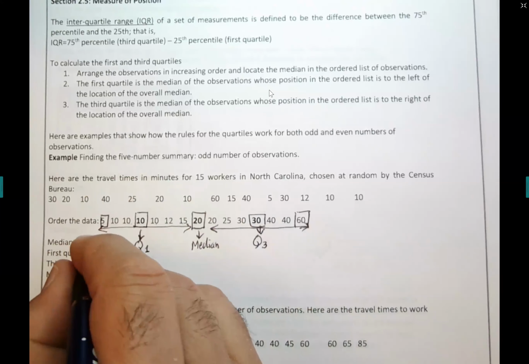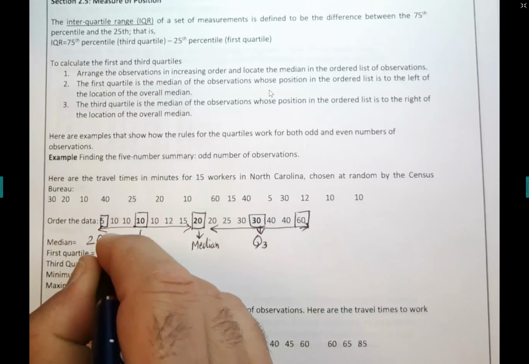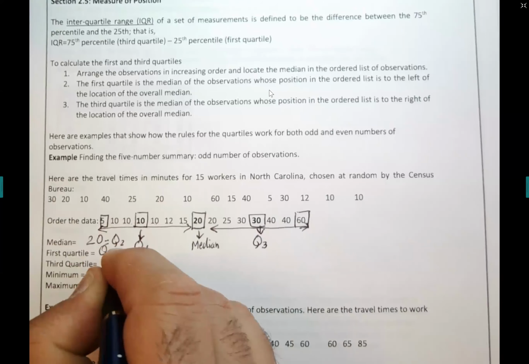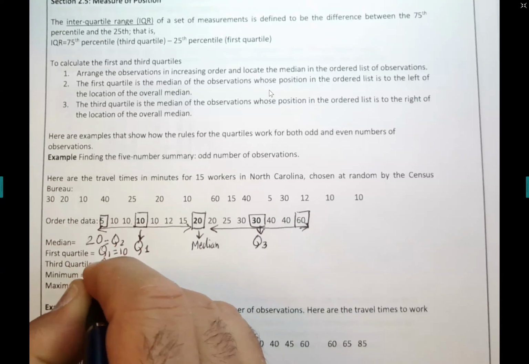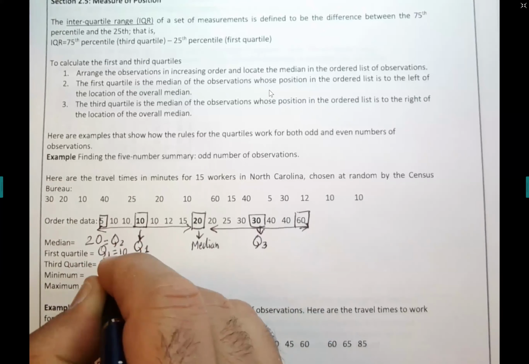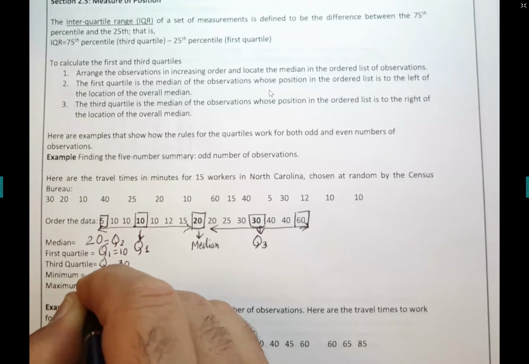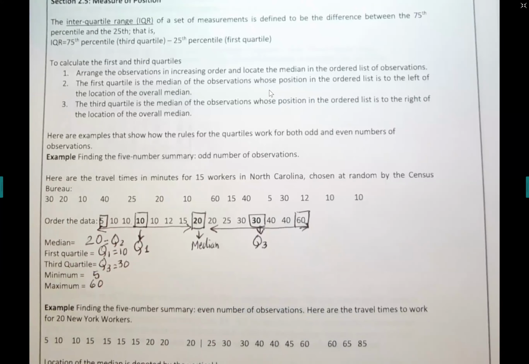So the median is 20, which is called, guys, Q2. The first quartile, which is called Q1, is 10. The third quartile, which is called Q3, is 30. The minimum value is 5, and the maximum value is 60. Any questions here about the 5-number summary? Feel free to unmute yourself, guys, talk to me, or send me a text in the chat if any questions. I'll check the chat very often.